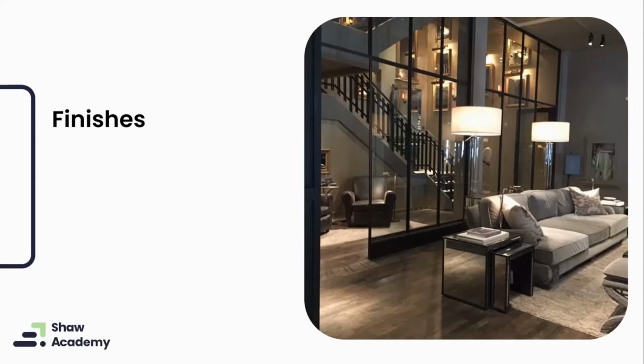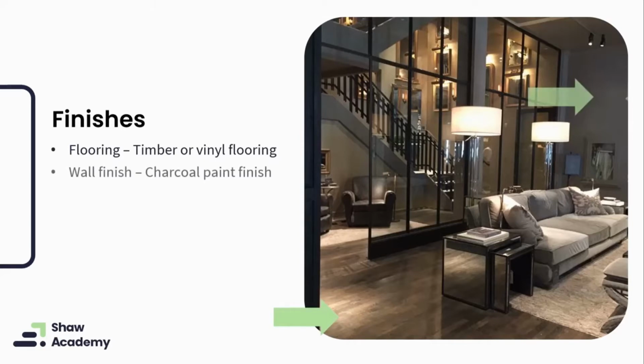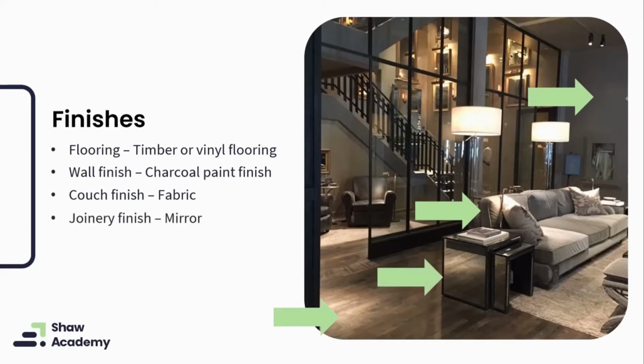So some of the finishes that I can see are our timber or vinyl flooring. So I would specify that in the same way: the name, the code, the color, the description, any specification linked to that product. Another wall finish I can see is that we've got a charcoal paint which has been applied to the wall. Our couch has a finish, so we've got a fabric on the couch. We need to specify that finish. And we also have a joinery finish. We can see that there's mirror being applied to the side tables. I'm sure there's a lot more joinery in this room that we can specify.